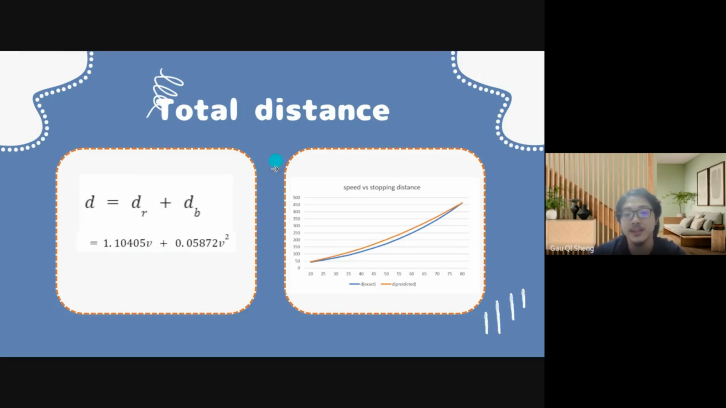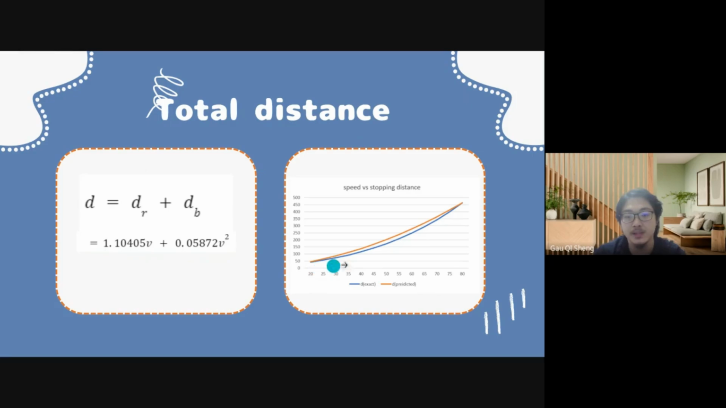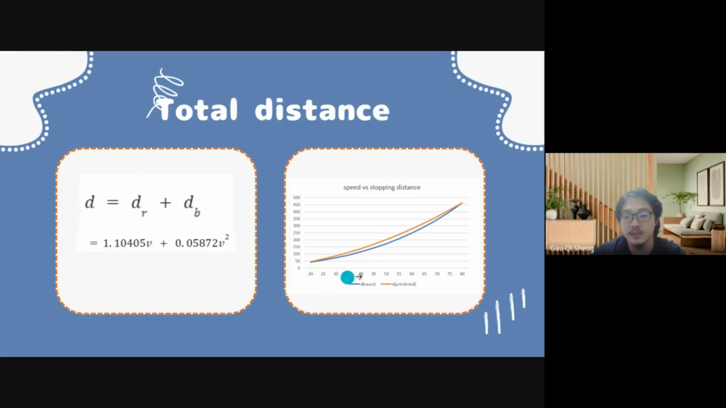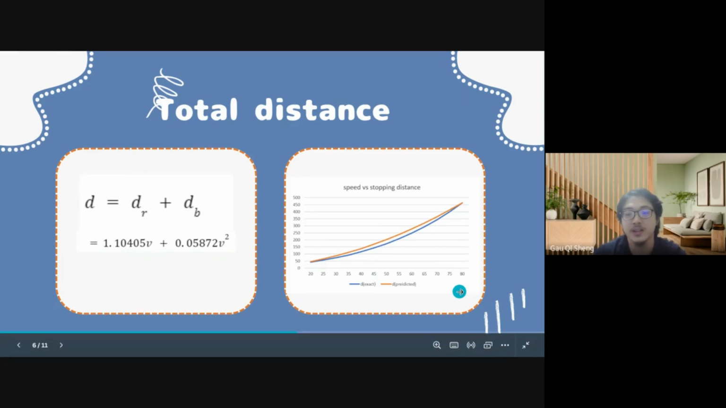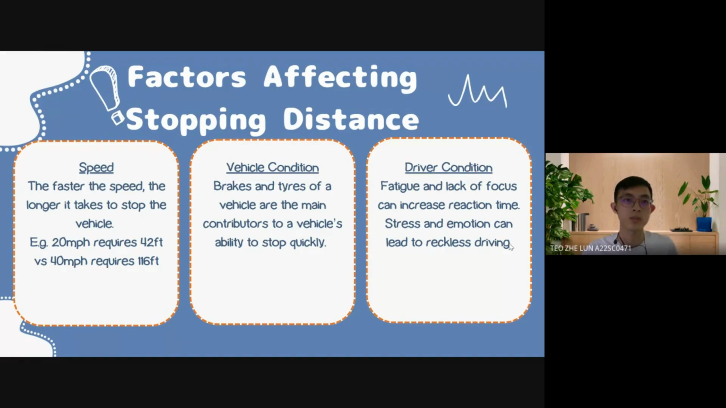From our result, this is the graph. The blue symbolizes the exact stopping distance for the vehicle under the velocity, and the orange color represents the predicted stopping distance under the velocity. So we get that, whether from the prediction or from the exact value, when the velocity increases, the stopping distance also increases. Next, we'll see some factors that affect stopping distance.